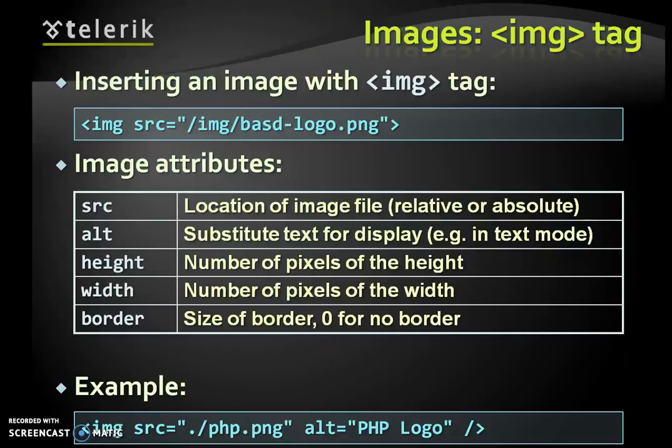Inserting an image with the IMG tag. The IMG tag is used to insert an image in a web page. Image attributes: src, alt, height, width, border. We can provide the source by using the src attribute. Alt is used to display substitute text. Height and width we provide in pixels, and border 0 for no border and 1, 2, 3, 4 as we like.